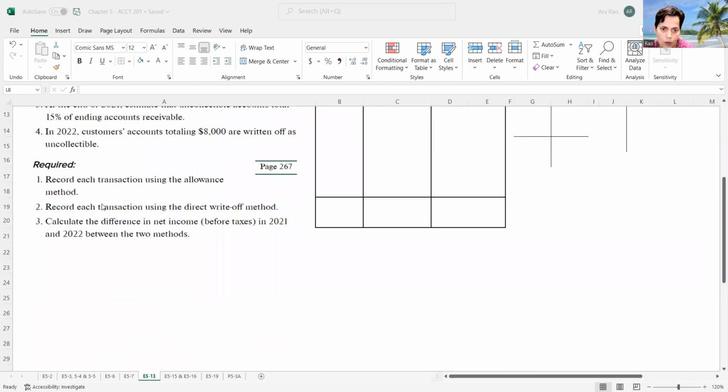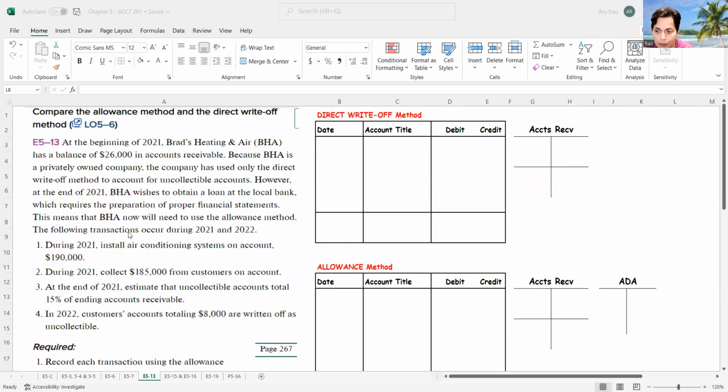We've been asked to use the allowance method to record each of these transactions. Then we have been asked to repeat the same exercise using the direct write-off method, and then calculate the difference in terms of what's going to be the impact on your net income number. So I'll do the direct write-off method first because that's what the company has been using. And let's see what it would be if they continue using the same.